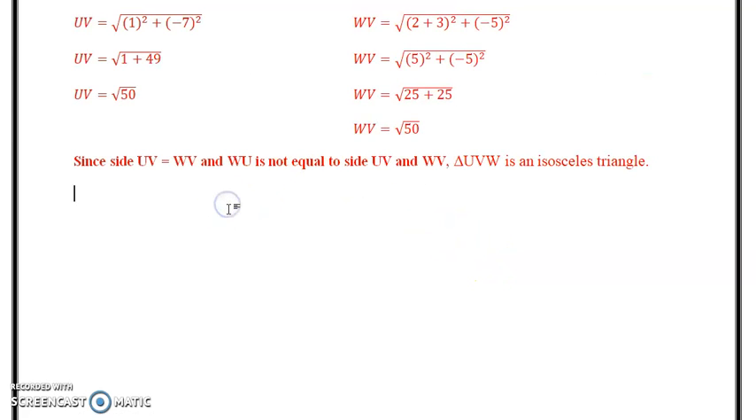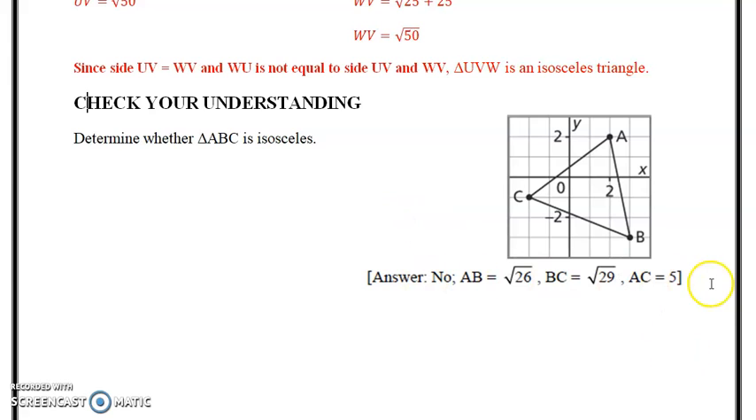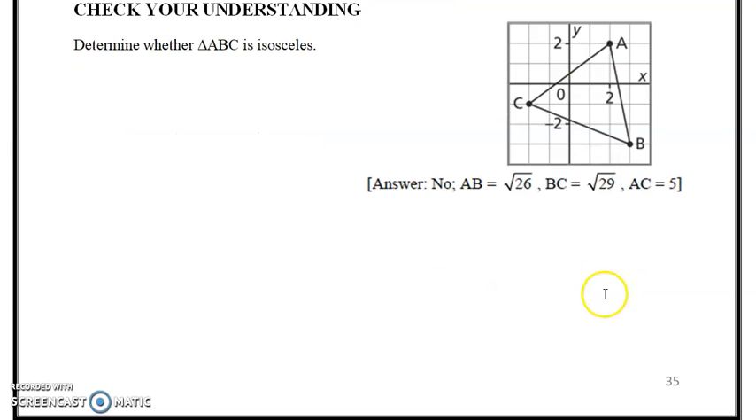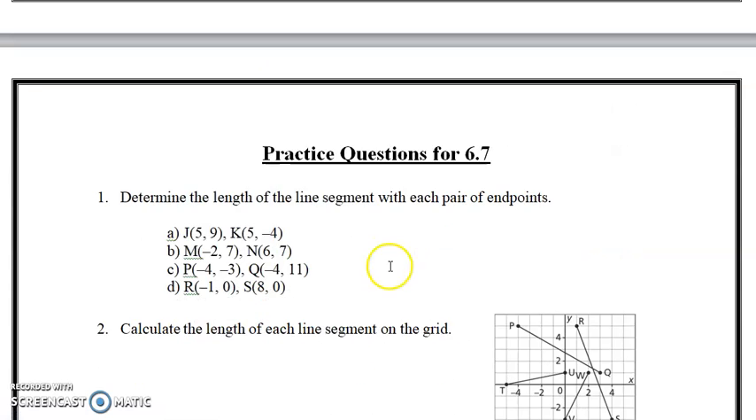Okay, so to check your understanding, there's a question as well. You can try that. The answers are there. So it's obviously not isosceles because all of them are different. It's square root of 26, square root of 29, and the square root of 25, which is 5. So it looks like it might be equilateral or isosceles in this case, but it's actually scalene.